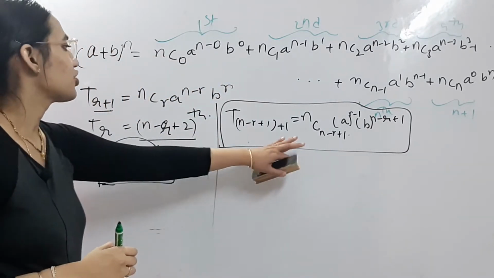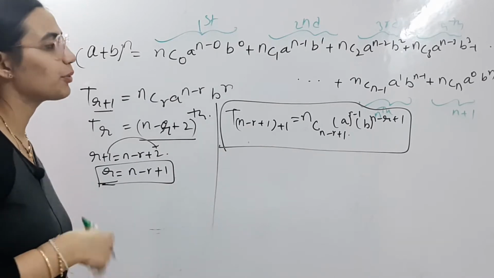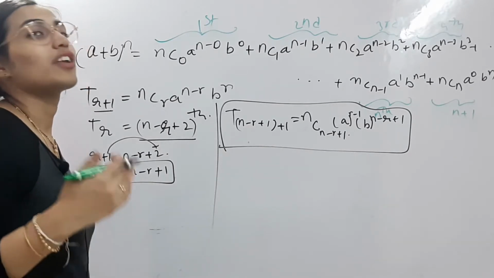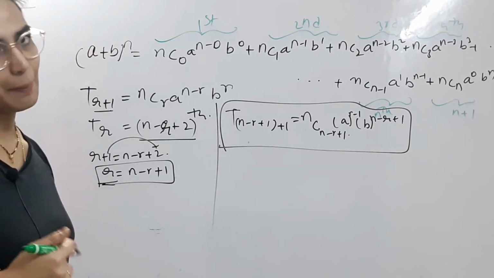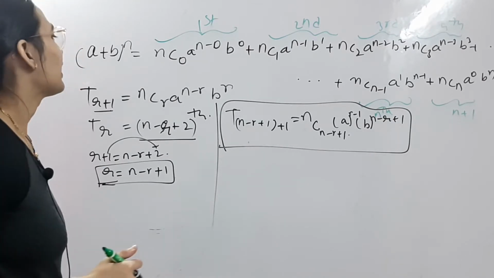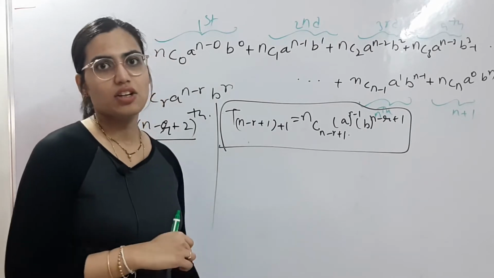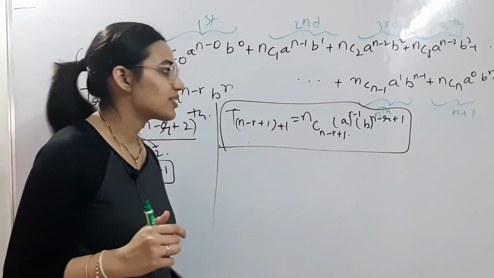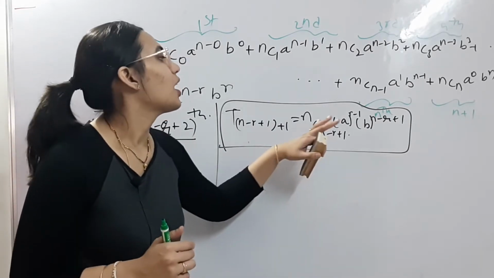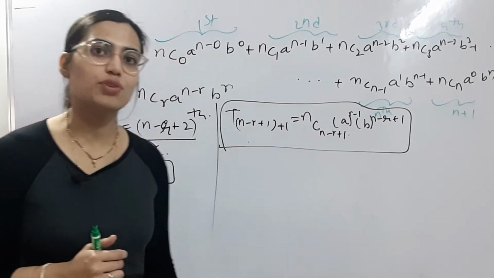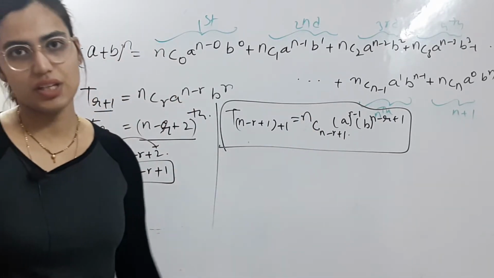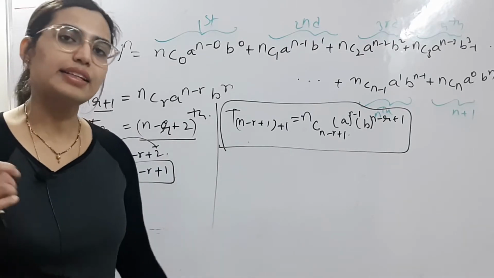This is the general term. You can use general term to find the rth term from the end or (n minus r plus 2)th term from the beginning. Okay. Now let's see a problem in order to apply this concept. And please bear in mind, this is extremely easy. You need not memorize the formula. You can rather remember the process how we have come to this formula and then apply it.